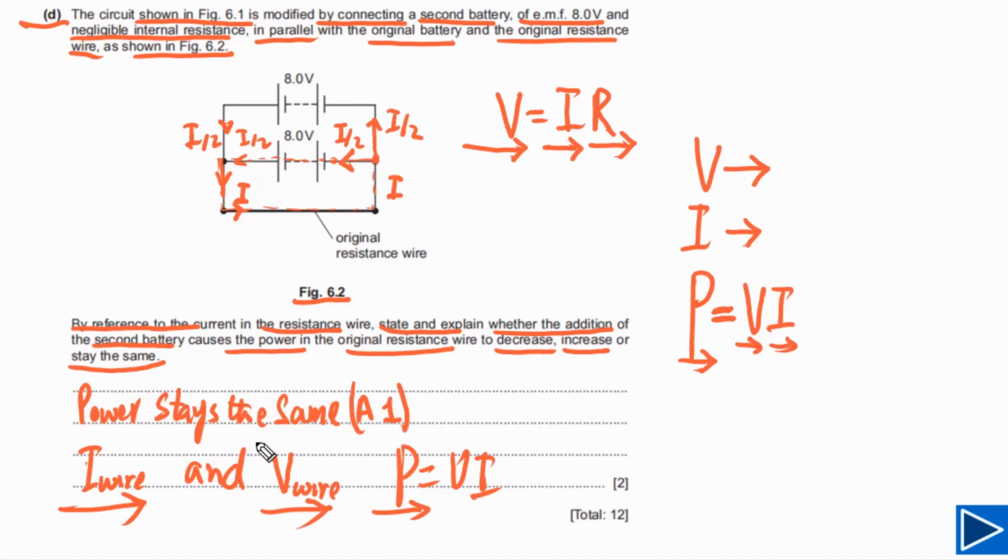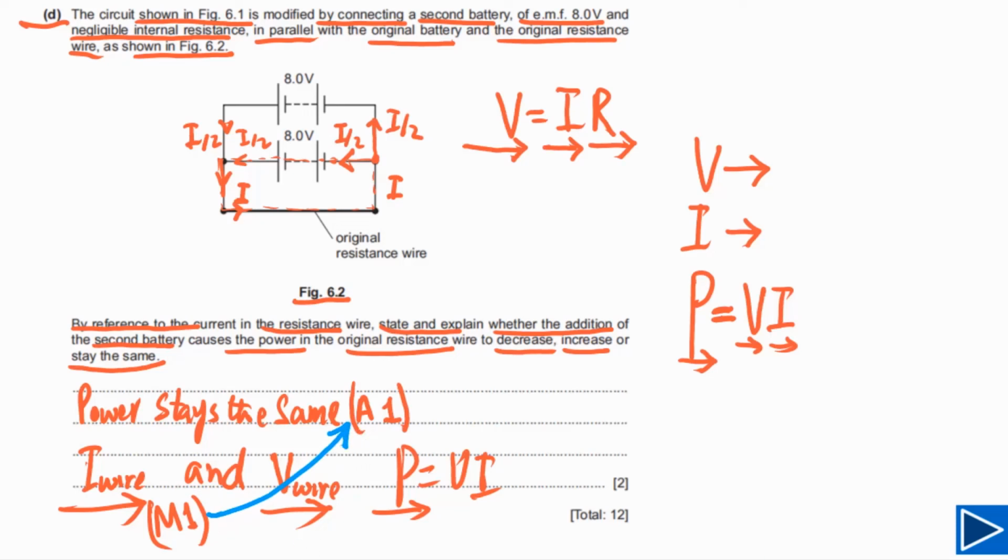The second mark is the M mark, meaning you have written I is the same and you have written V is the same. You must get the M mark to get the A mark. If you couldn't get the M mark, you will also lose the A mark, because first you need to get the M mark and then you can get the A mark. So this is a must mark. First you need to get this one and then you can get the A mark.